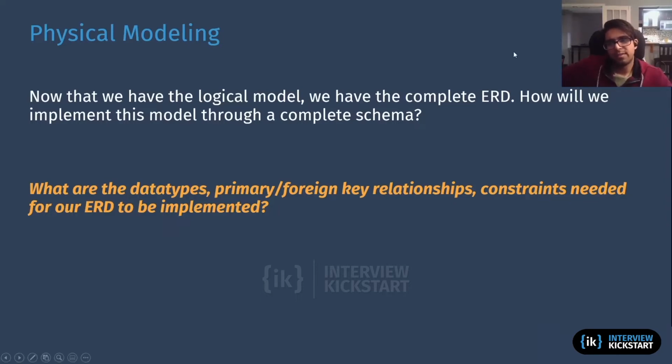And then from here, we just ask ourselves, we have our logical model. How are we going to implement the ERD in a database? So how do we create our schema? And we basically ask ourselves, what are the data types, the primary and foreign key relationships, constraints needed, and so on. Again, I mentioned we're not going to do the whole whiteboarding exercise for this because it would basically be me again going through and just writing down data types.